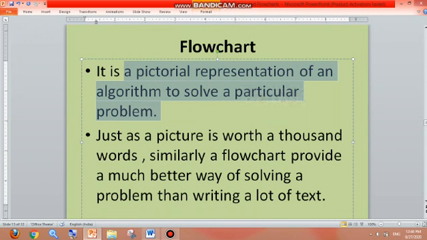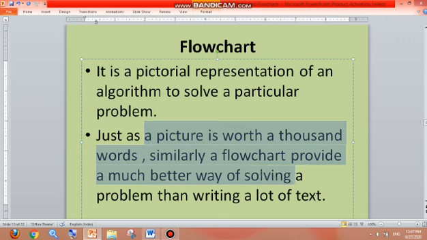Children, as we know, in an algorithm we solve a problem by writing steps in a sequential manner. Similarly, in a flowchart also, we are going to solve a problem. We are going to write the steps, but in pictures. We are going to draw some symbols, and into those boxes we are going to write the steps to solve a particular problem.